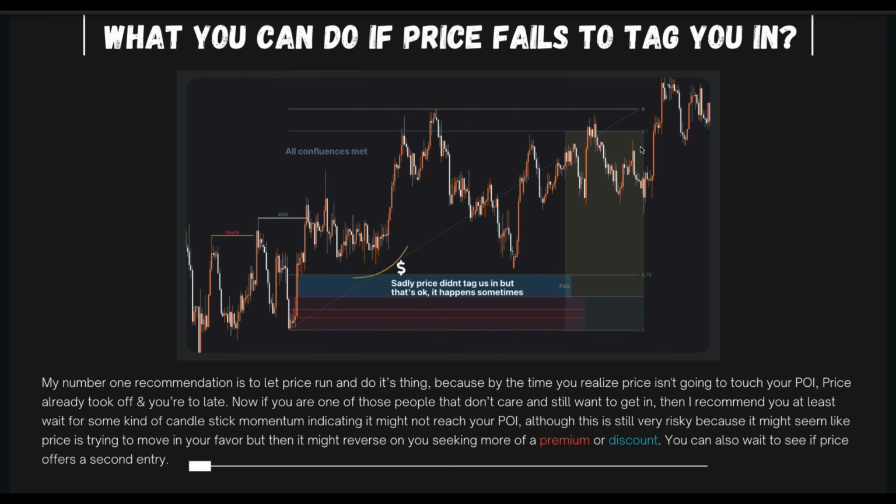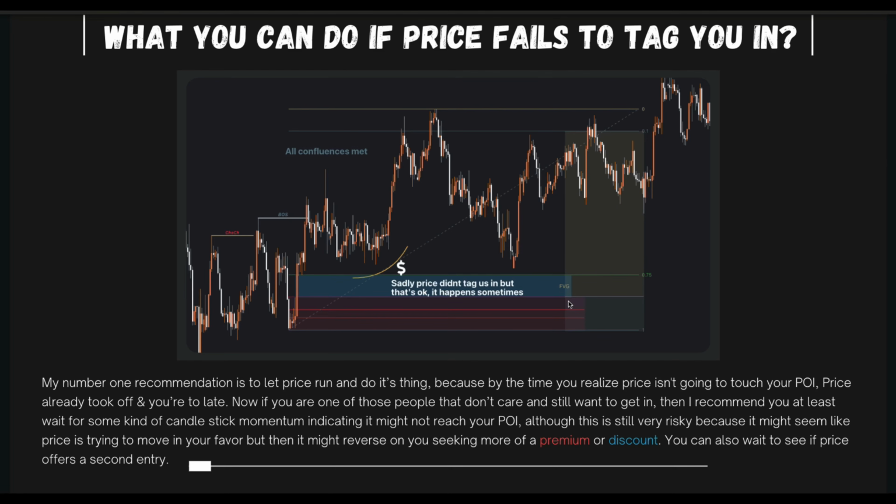That's why I say if price didn't tag you in, even though it met all of your confluences, it's okay, guys. It is okay. The beautiful thing about trading is there will always be another opportunity. Always. There will always be another opportunity. Please do not get desperate. There will always be another opportunity.